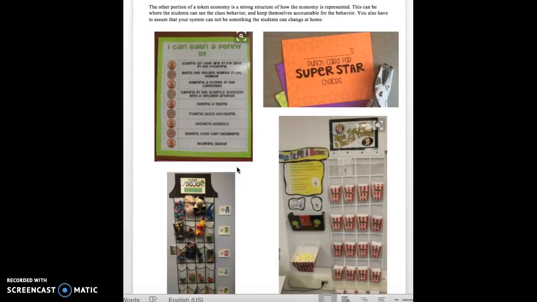So this penny system is I can earn a penny by, and they have all the different things such as helping a friend, making good decisions, and showing respect. And then as the teacher, you would give them a penny if they did any of those things. And then there's also you can lose a penny, so different things like you're not staying on task or didn't turn in your homework, they would have to give a penny for.